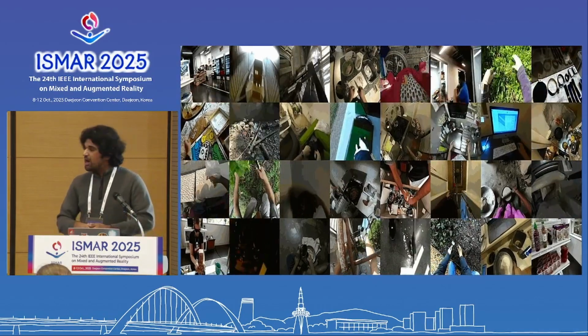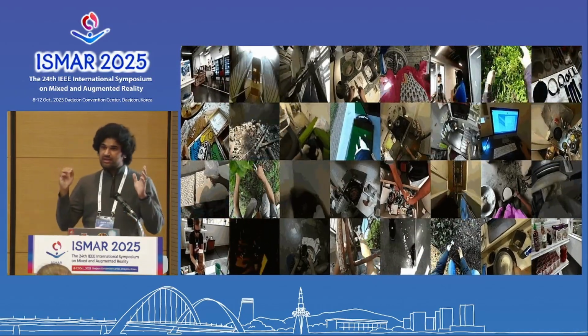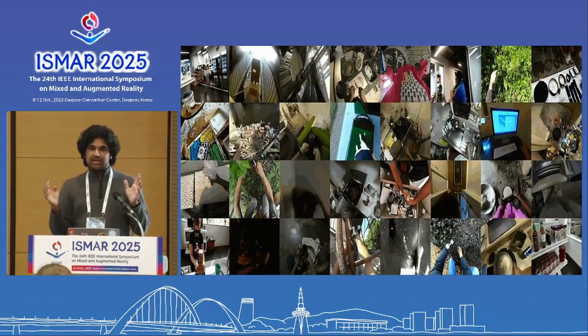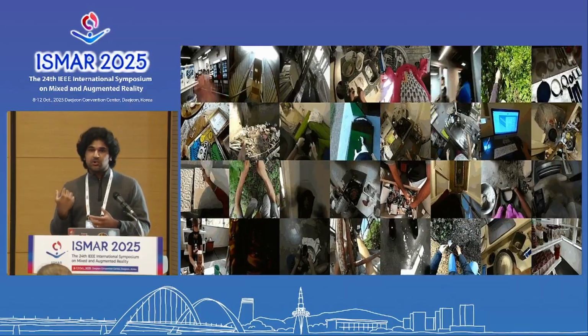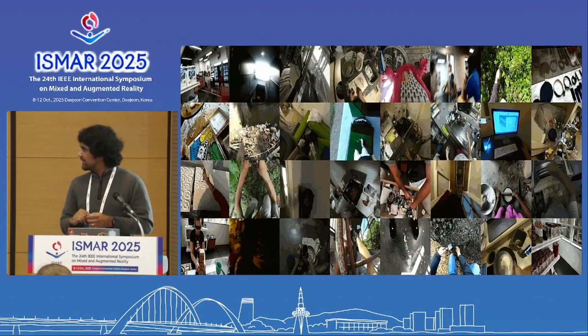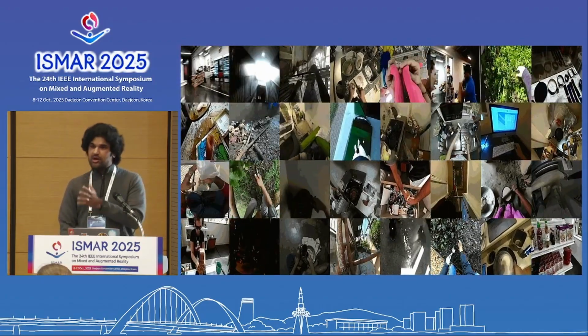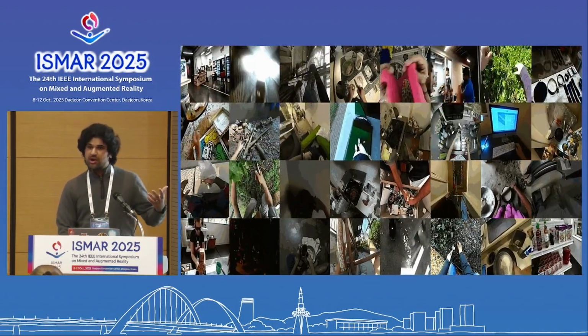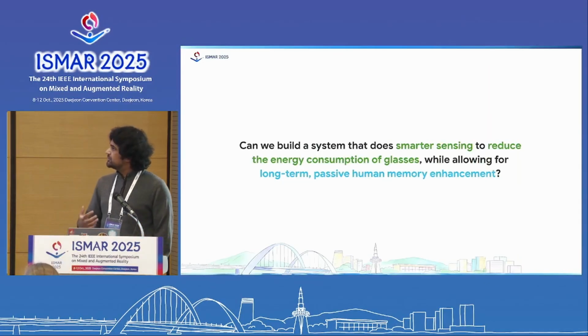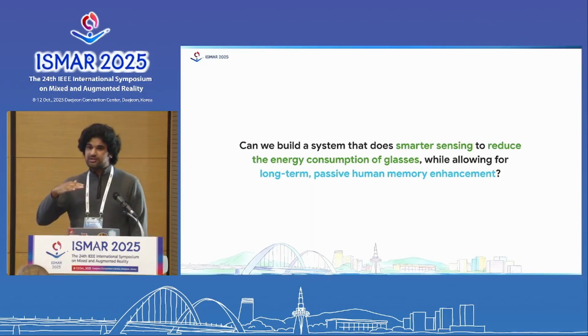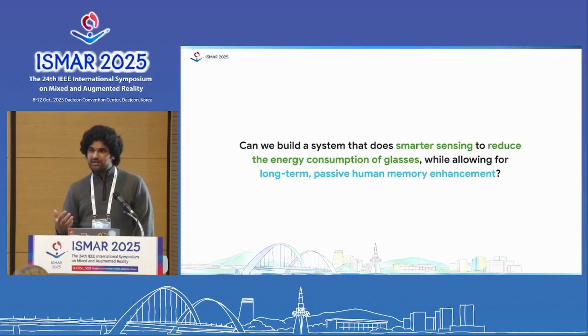And there's tons of these examples, right? Different things you can do in a kitchen, for example, like scrubbing a dish, or opening a drawer, or closing a case. And there are large-scale data sets that capture these audio-visual correspondences in some way. The question ends up being, can we build a system that does smarter sensing to reduce the energy consumption of smart glasses, while enabling this long-term passive human memory enhancement experience that you were aiming for?